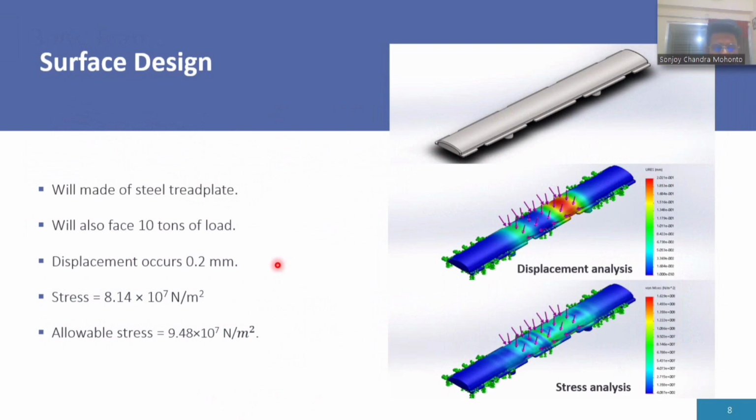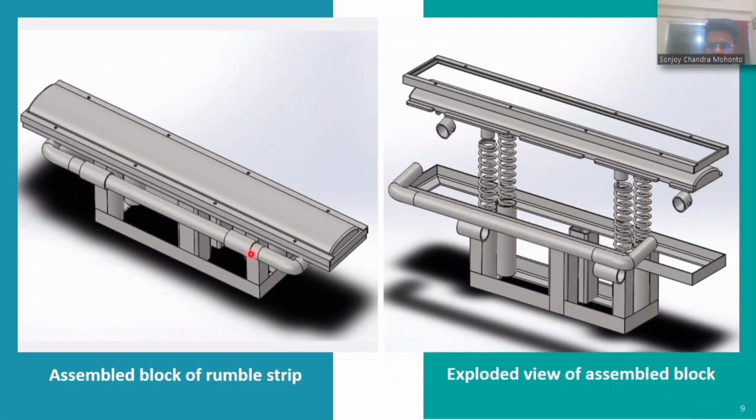We have designed the surface to be made of 6 millimeter steel tread plate and did static analysis for 10 tons of load. After the analysis, we found displacement for load impact around 0.2 millimeter. That can be considered acceptable, and we found stress not more than the allowable stress of carbon steel. So as you can see, here is our assembled block of rumble strip, and here is the exploded view of our assembled block.